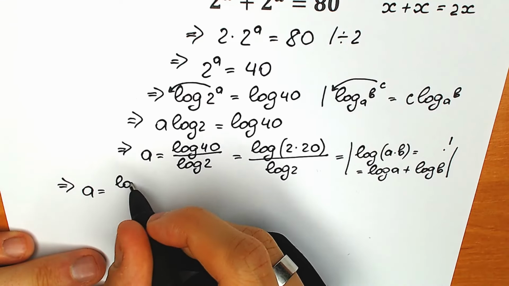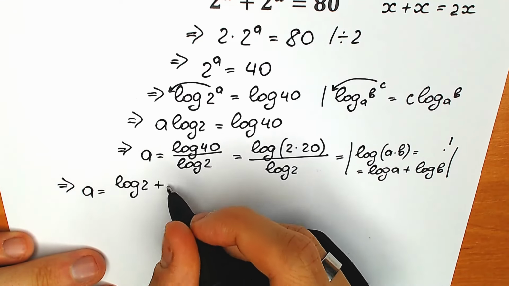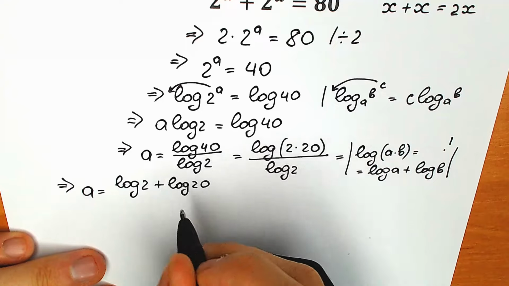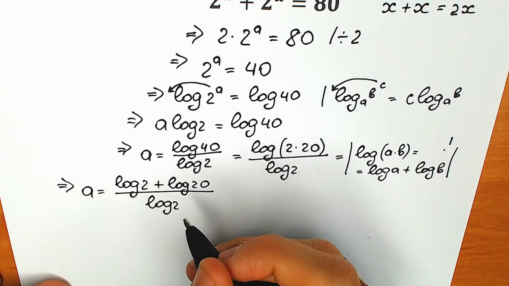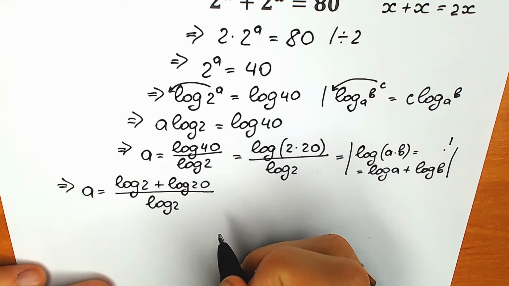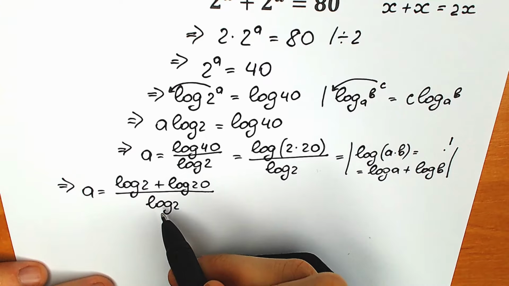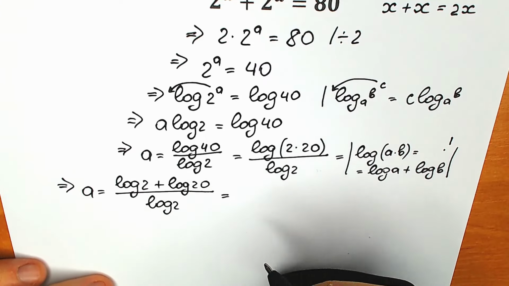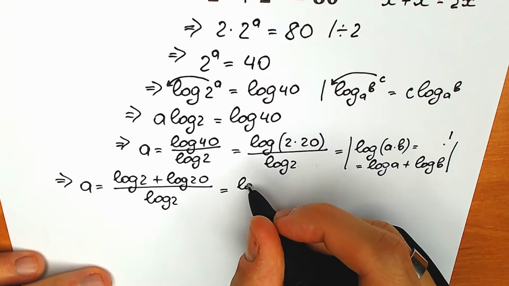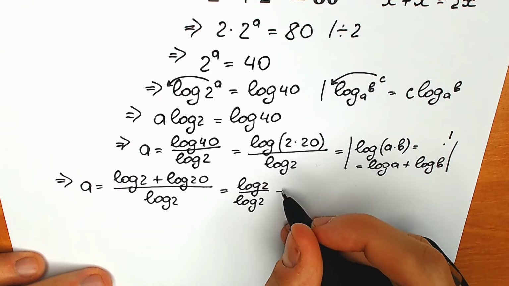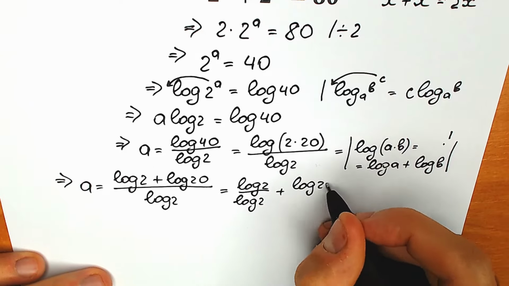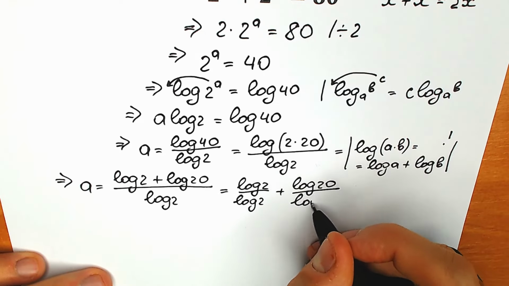all over log 2. Right now, extremely important step. Let's divide our numerator by this log 2. So we can easily split it. We can divide it: log 2 over this log 2, and plus log 20 divided by log 2.